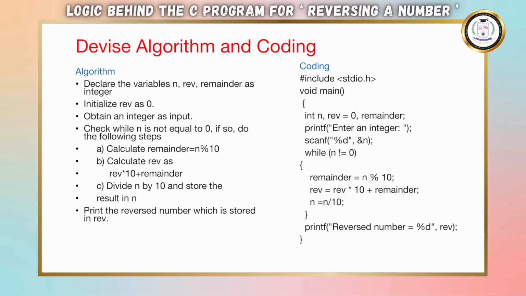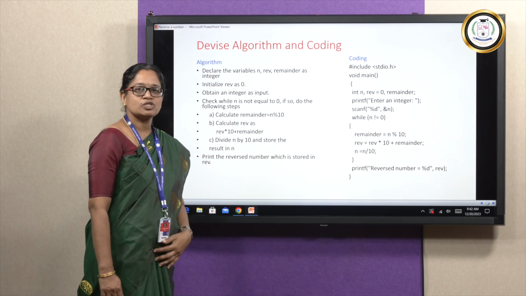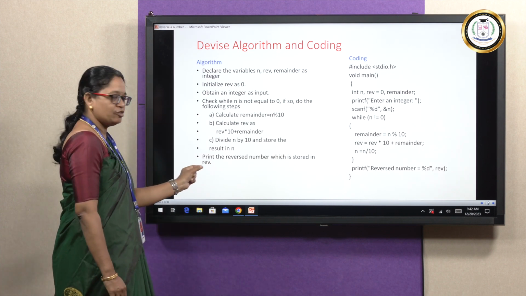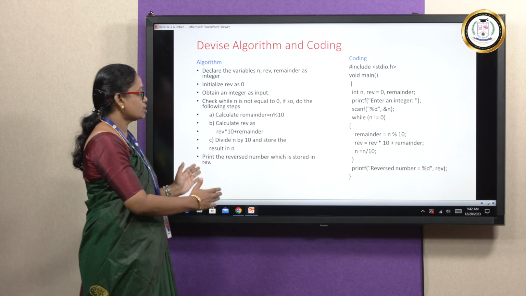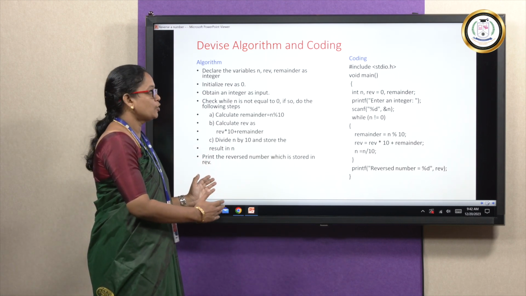After doing these calculation steps, we come out of the while loop and finally print the reversed number, which is stored in the variable reverse. Okay, so this is the algorithm part. These algorithmic steps are converted into the coding part.